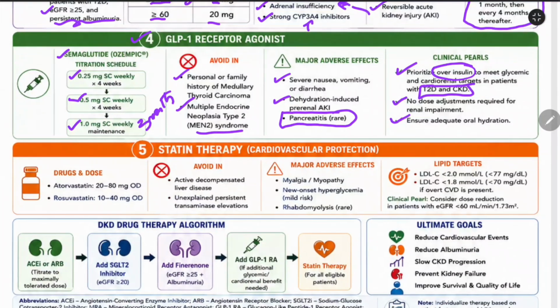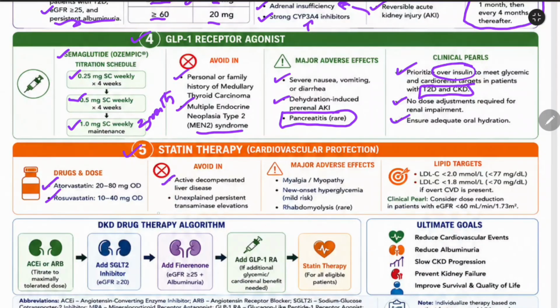Then after the glycemic target, we will take measures so that secondary cardiovascular events do not take place. So for that we will start statins. Atorvastatin at a dose of 20 to 80 mg OD, and rosuvastatin at a dose of 10 to 40 mg. Avoid in active decompensated liver disease.